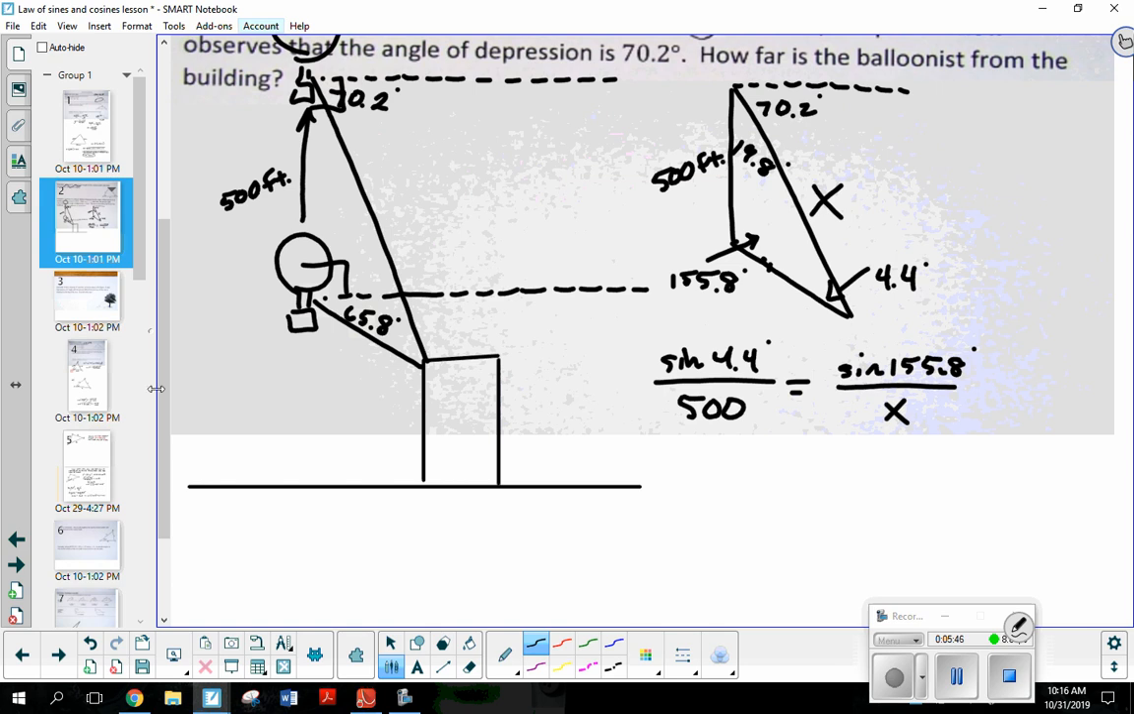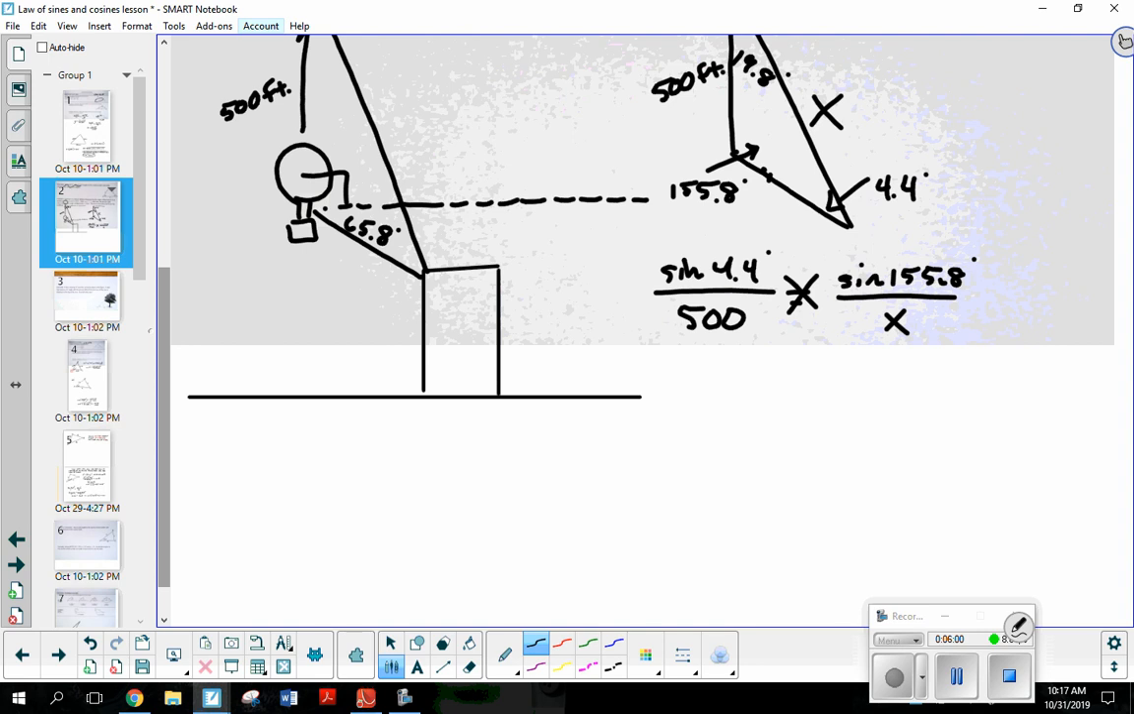Remember, law of sines was just a simple proportion. You just needed an angle measure and the side length across from it. And how do we solve a proportion? Cross multiply. One thing we started getting in the habit of yesterday was writing out the expression for my unknown. So what's in the numerator? 500 sine 155.8, and then to be over sine of 4.4 degrees. There we go. So this should give me the distance between the individual and the building.